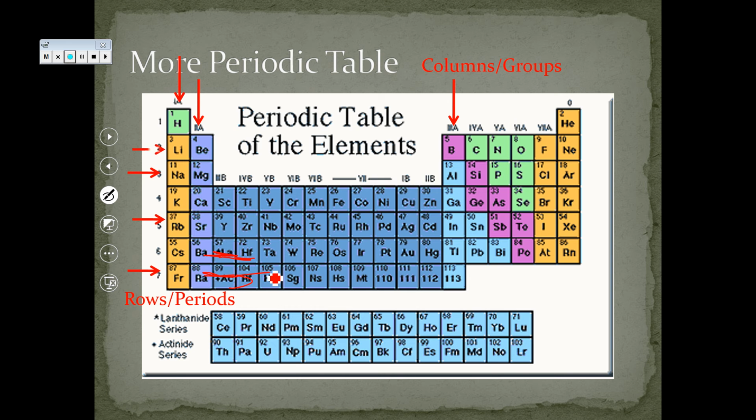Okay. On the periodic table, the vertical columns are called groups. So these guys are called the groups. And the horizontal rows are called periods.